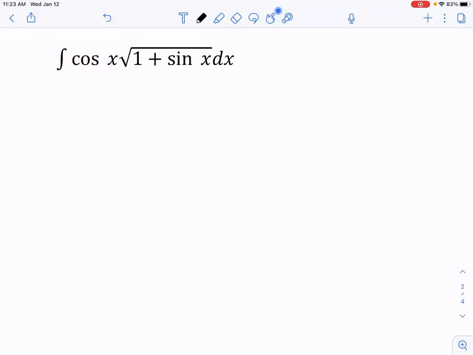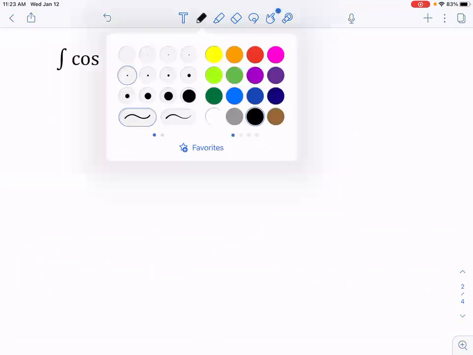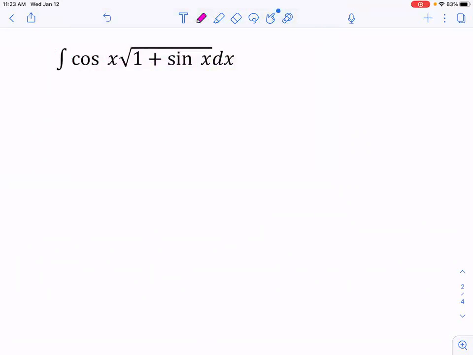Aaron, what did you and your neighbors discuss? We need to use U-substitution, and if we're going to use U-substitution, what should we let U equal? 1 plus sine x is the inside function for the square root. Also, its derivative is cosine of x dx. Well, that works out pretty nice because we have cosine of x dx right here.